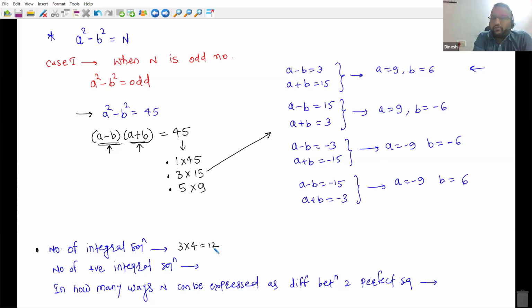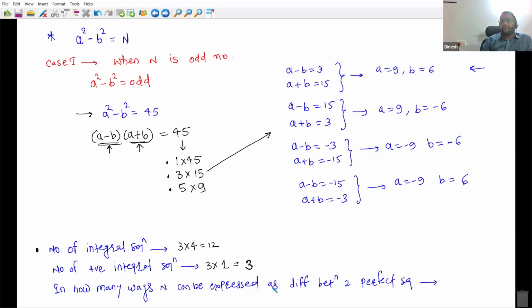What is the answer of second question, everyone? The answer for second question is 3. There are 3 pairs. Every pair will give you only one positive integral solution. Out of these 4 integral solutions, there is only one positive integral solution. So 3 into 1 is equal to 3 is the answer of second question. Okay.